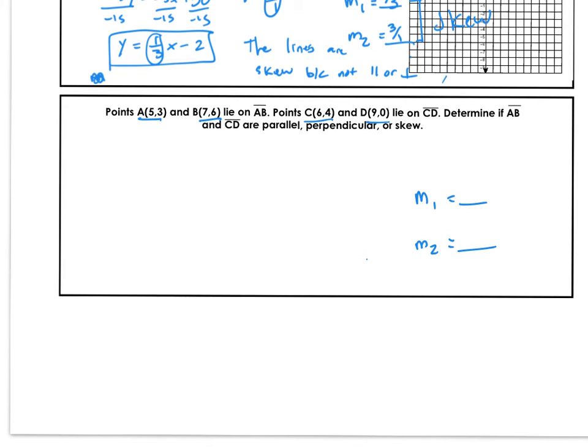So what I'd like you to do is, once again, pause the video, see if you could solve it yourself, and then come back. Pause the video now. Okay, I'm trusting that you paused the video. Not sure I believe you. Let's do it together. So we got line 1, we got line 2. Our points on line 1 are A is 5, 3, and B is 7, 6. For line 2, it's C is 6, 4, and D is 9, 0. Now to get the slope, what are we going to use? That's right, the slope formula. So we're good math students, so we always write down our formulas.